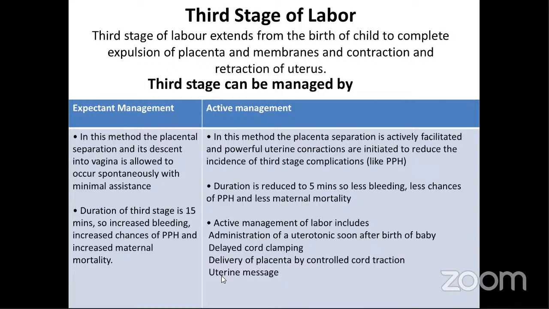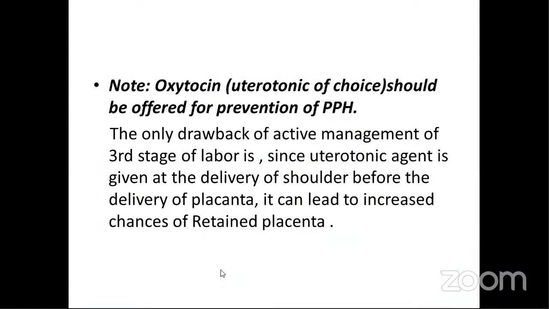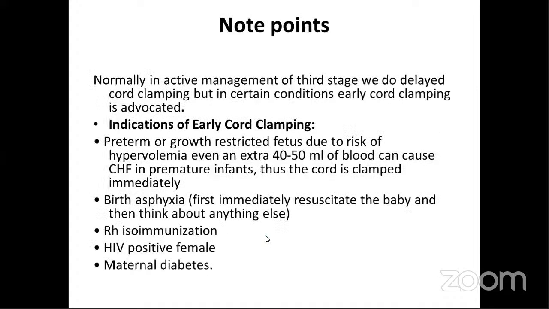The only drawback of active management of the third stage of labor is that since the uterotonic agent is given at the delivery of the shoulder, before the delivery of the placenta, it can lead to increased chances of retained placenta. But if you give it a little later, after the delivery of the fetus and not at the delivery of the shoulder, there are lesser chances. This is the drawback you can remember.